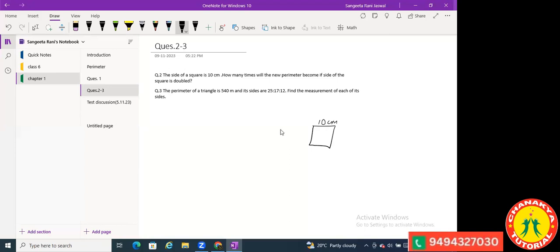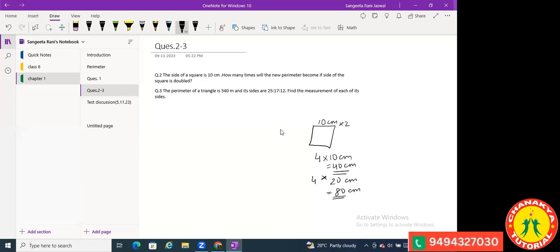So the original perimeter is 4 into 10 centimeters, which is 40 centimeters. Now, if the side is doubled, if I multiply it by 2, I get a side of 20 centimeters. With 20 centimeters, I have to find the perimeter. That is 20 into 4, which is 80 centimeters.